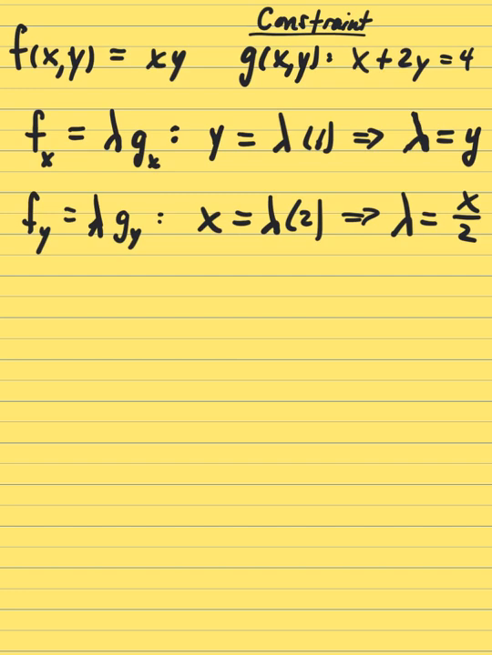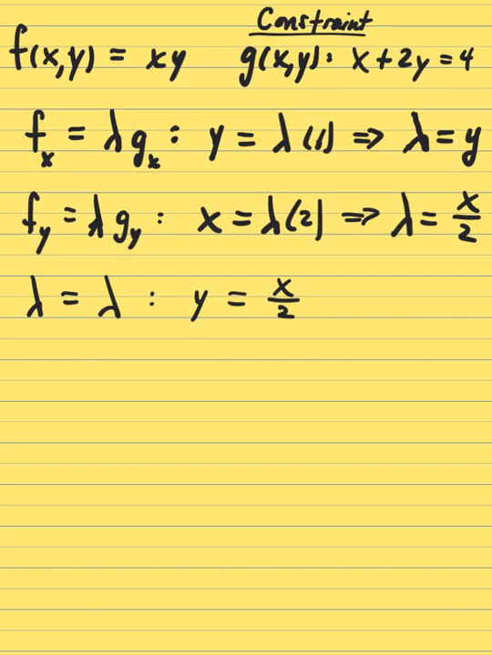Once you've successfully taken both partial derivatives of the function and constraint and isolated lambda in both situations, your next move, step 3, is to set those lambdas equal to one another. y equals x over 2. Step 4 is go to your constraint and substitute. You can either substitute the x for 2y or substitute y with an x over 2.